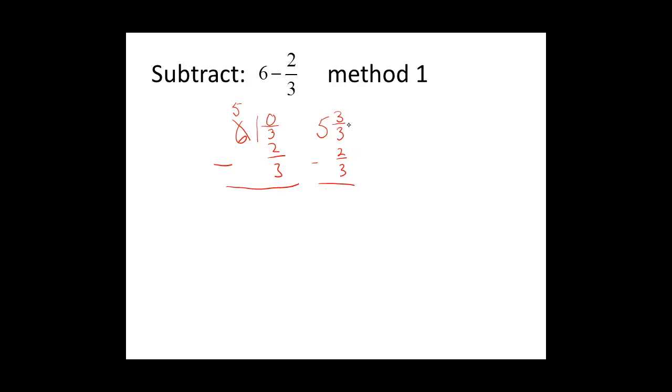So now we subtract: 3 minus 2 is equal to 1, and we keep the same denominator, and 5 minus 0 is equal to 5. So 6 minus 2/3 is equal to 5 1/3.